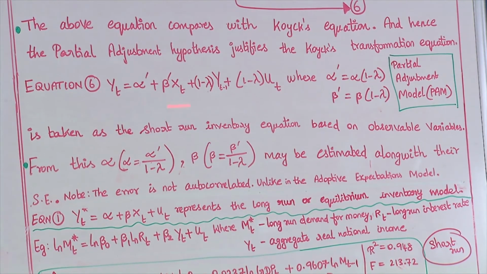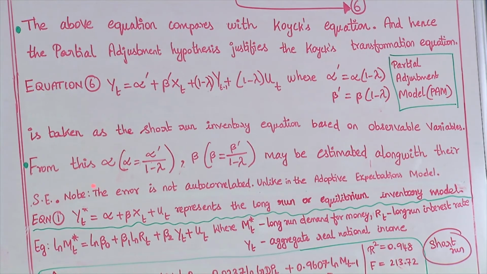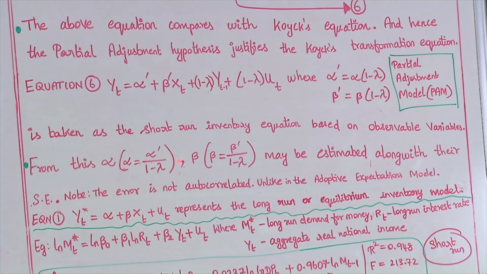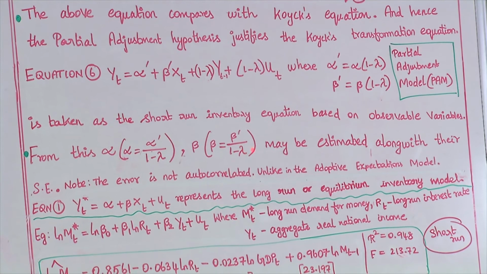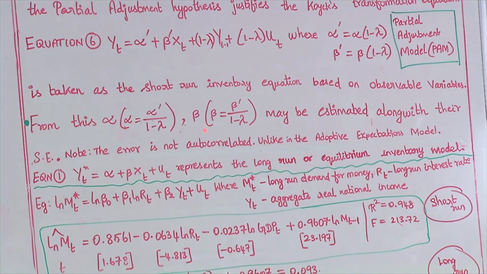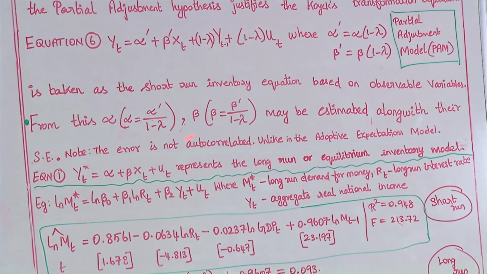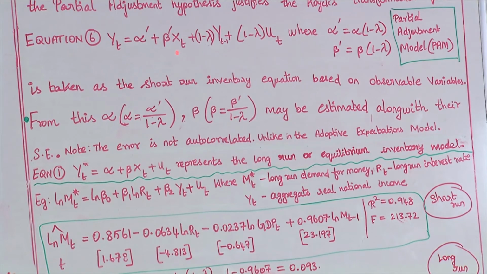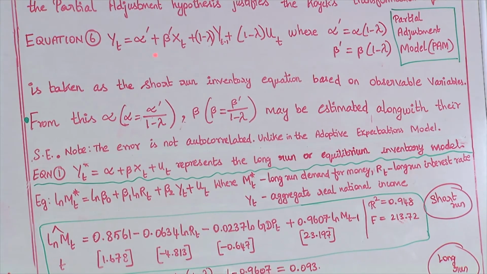From this equation, from alpha dash and beta dash, we may estimate alpha and beta, because alpha is nothing but alpha dash by 1 minus lambda. Beta can also be estimated because beta is equal to beta dash by 1 minus lambda. This 1 minus lambda is just the coefficient of yt minus 1. So if you divide alpha dash by the coefficient of yt minus 1, and divide the coefficient of xt, that is beta dash, by 1 minus lambda, you will get alpha and beta respectively.